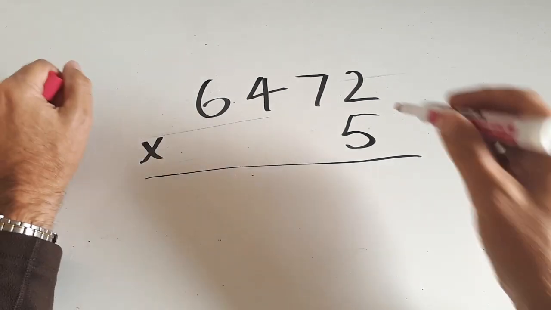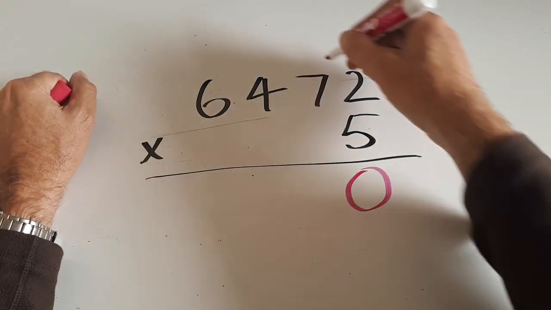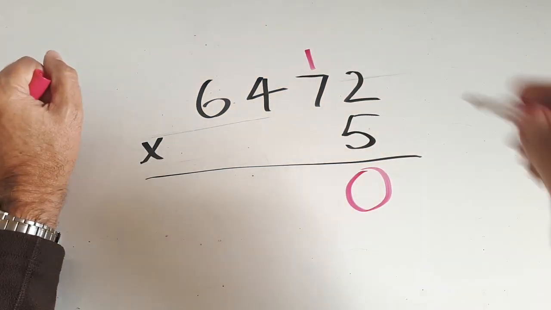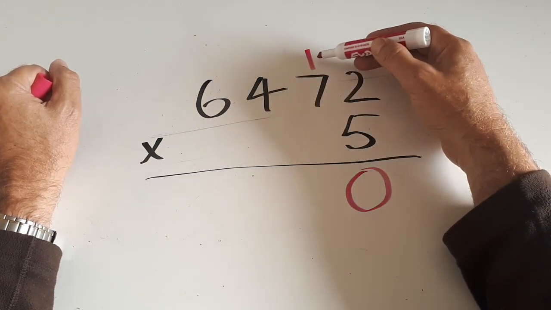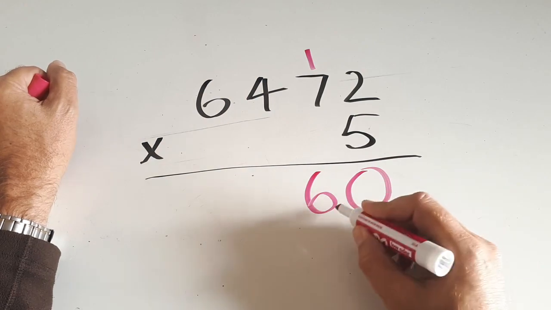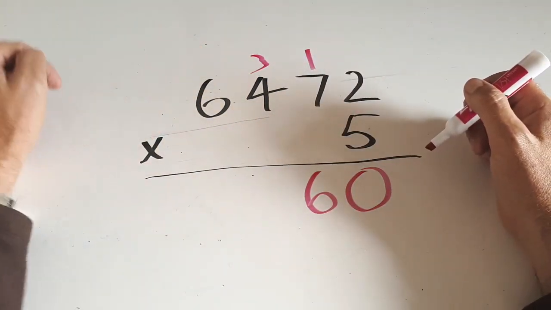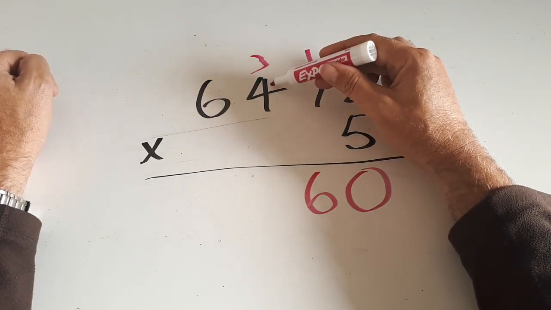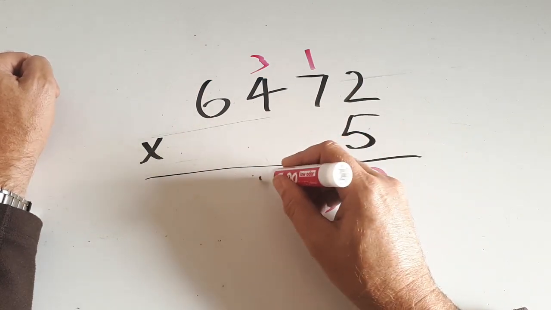In this case, we'd go 5 times 2 is 10, so the 0 goes there. 10 from the 10 goes up there with all the other tens. 5 times 7 is 35, plus 1, 36. 6 there, 6 tens. 3 hundreds go up in the 3 with all the other hundreds. 5 times 4 is 20, plus 3 is 23. 23 hundreds in this case.